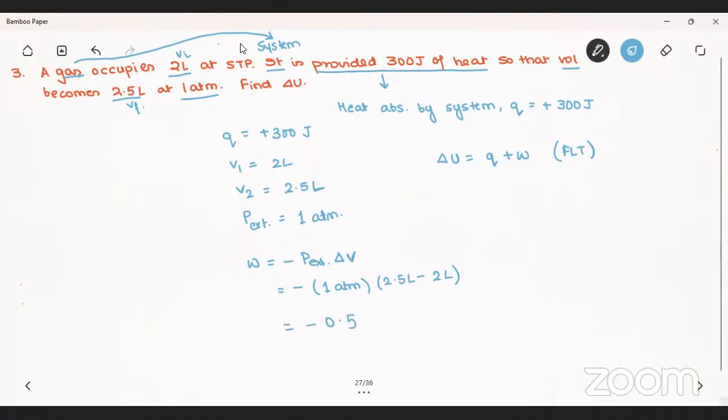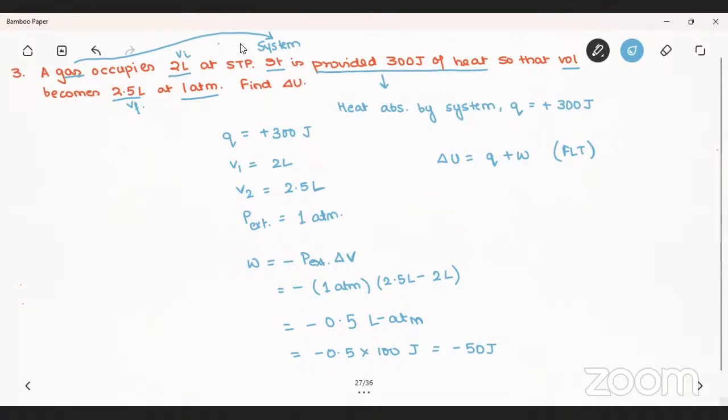Minus 0.5 liter atm. So, minus 0.5 into 100. We will get the answer in joule. What is it? Minus 50 joules. Right? All this part is clear? Up to this clear?